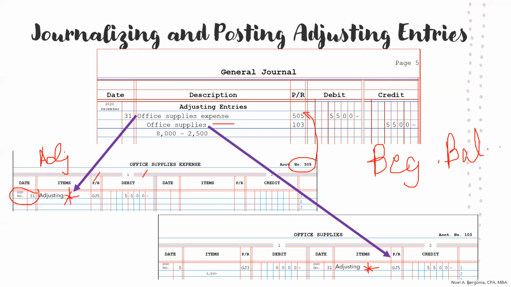So it's just the usual journalizing. You're just journalizing the adjusting entries as well as posting them in the ledger, with the adjusting items or explanation. Okay? So I hope you understood me. I will not dwell more here since this is just similar to our previous discussions. We just added an addendum for adjusting entries.